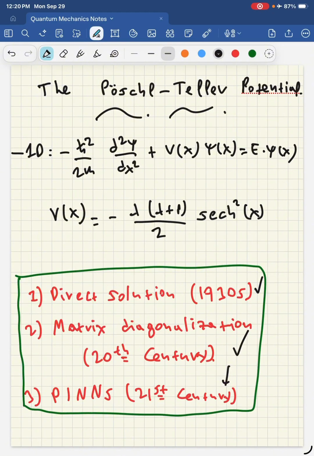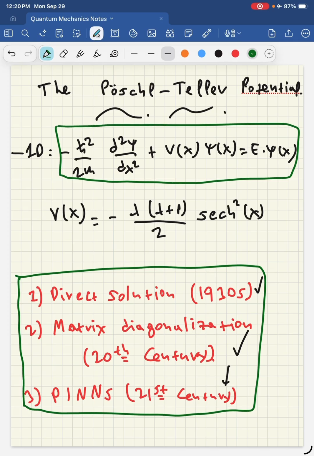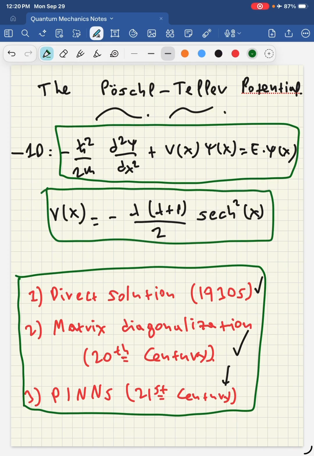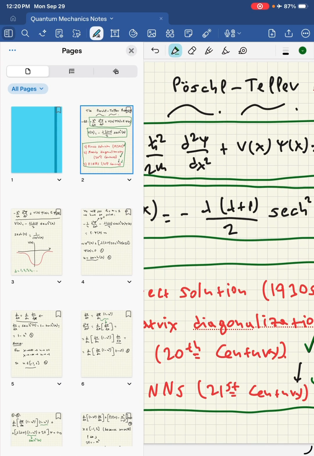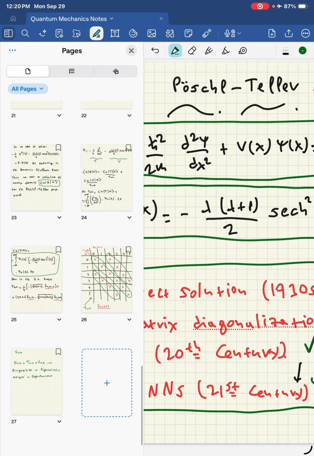Okay. And keep in mind that, again, we are solving this one-dimensional Schrödinger equation for the Poschl-Teller potential, okay? And we have seen how to do that using the direct solution, the matrix diagonalization approach, sans the code. Okay, I need to show you the code and how this works in practice. And now we're going to discuss the theory about what PINNs are and how you can use them to evaluate wave functions, okay? Let's go to a clean page.